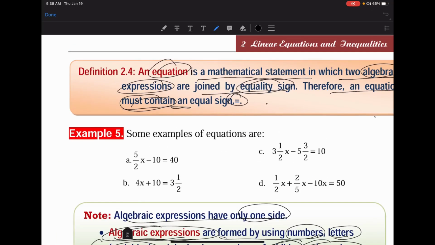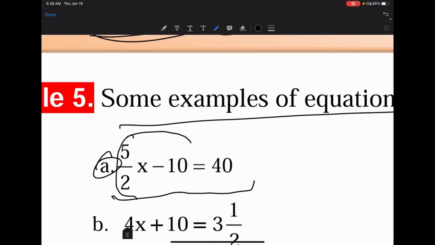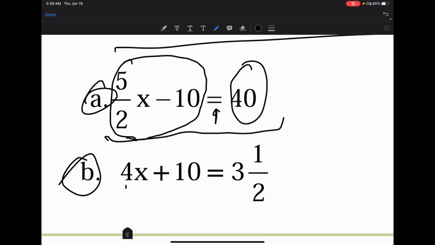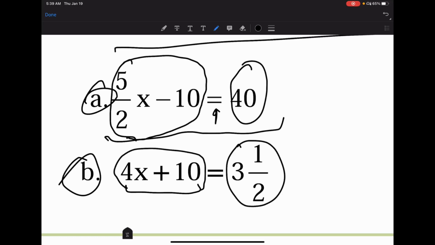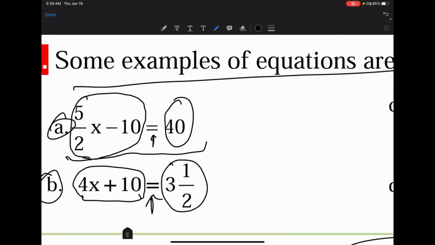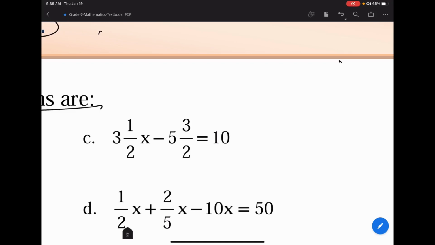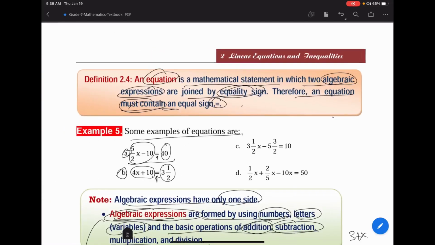Some examples of equations are 5 over 2x minus 10 is equal to 40. The left hand side, 5 over 2x minus 10, is one algebraic expression, and 40 is also another algebraic expression, and these two algebraic expressions are connected by an equal sign, therefore it is an equation. B is also similar. On the left we have one algebraic expression, on the right we have one algebraic expression, connected by an equal sign, so it is an equation. Similarly for C and D. Great. Now we know an equation.